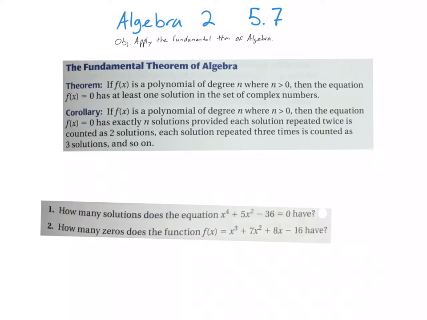And so these first two questions are pretty simple. Number one says, how many solutions does the equation this equal to 0 have? Well, notice it's a 4th degree, so that means the answer is going to be 4. How many zeros does the function this have? Well, this is a cubic, so the answer is going to be 3.